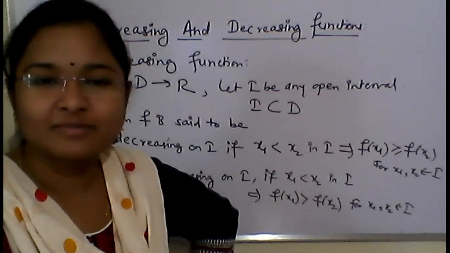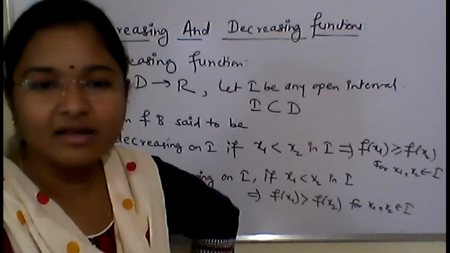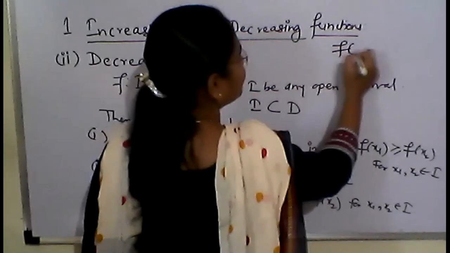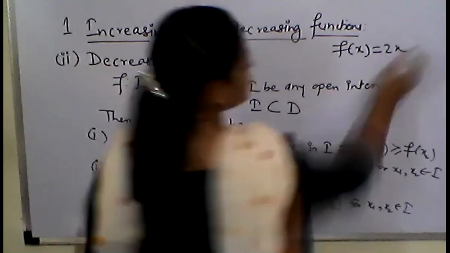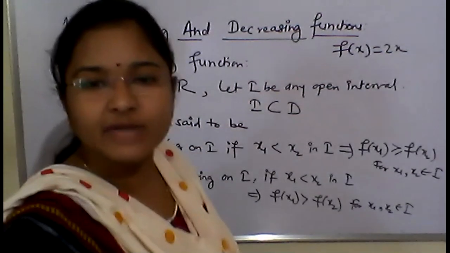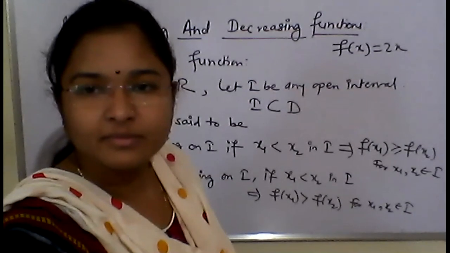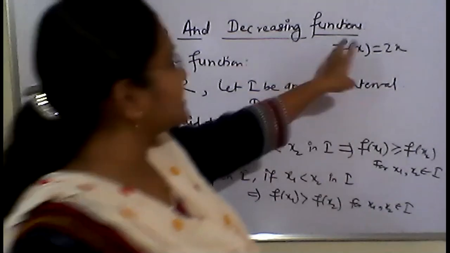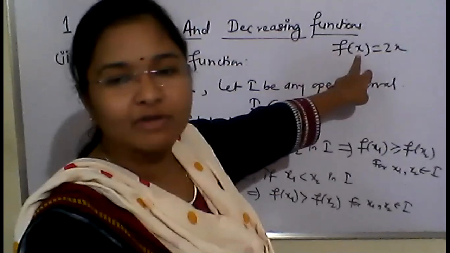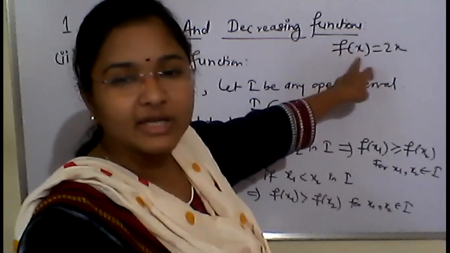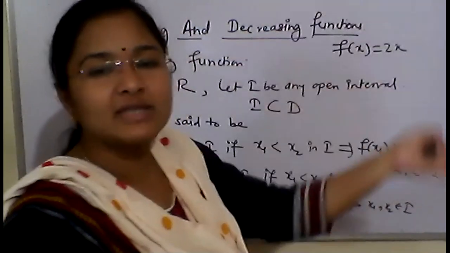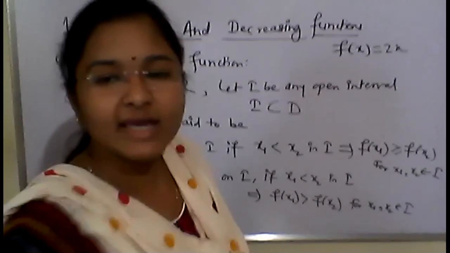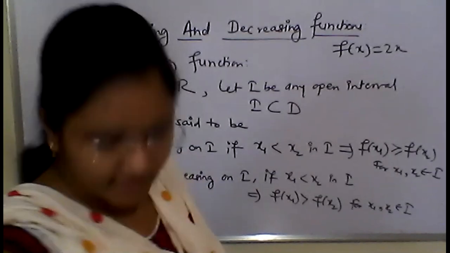Yes, Suraj? Suppose we have a function f of x equals 2x. If we take the same function, at x equals 3 you will get 6, and the same point. Are you getting? That's why we are taking x1 less than x2. Okay.